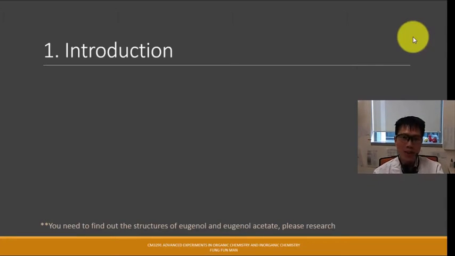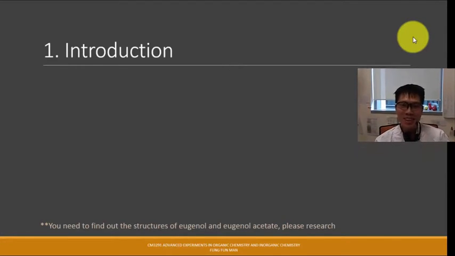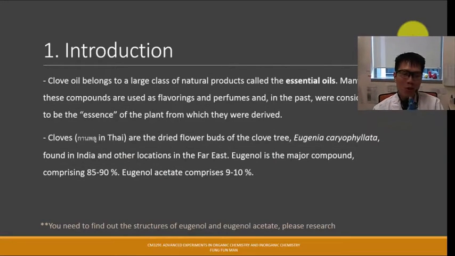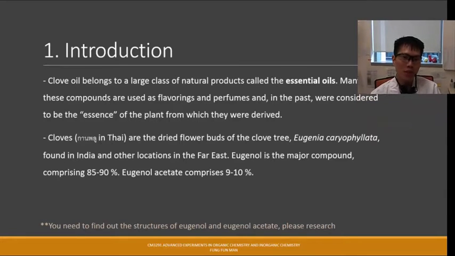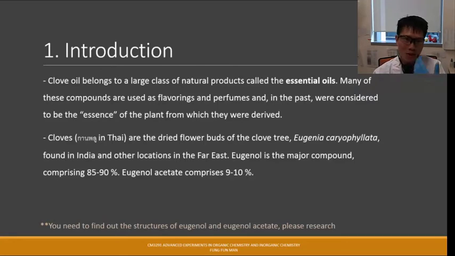Now, clove oil is again one of the essential oils that you can find in the market. It belongs to a large class of natural products. Why do we call it essential oil? Have you thought about the history of it? It is because it came from the essence of the plant that we extract it from, we derive it from. And cloves, if you speak Thai, you know it is called Kanpu.